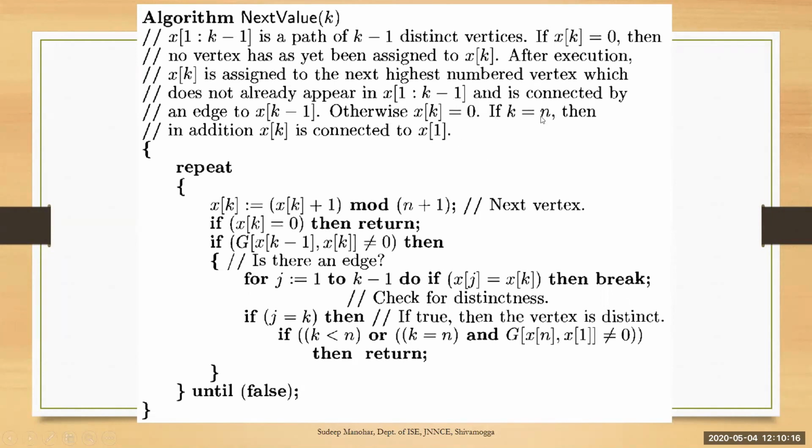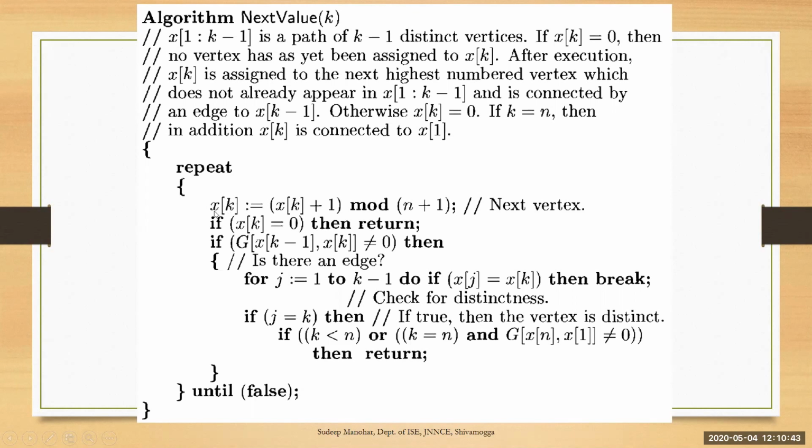If k is equal to n, that means when you are finding the value for the last index, when you are finding the value for the last vertex, then in addition, one more thing you have to check is whether x of k, that last vertex, is connected to the first vertex. So this is the basic idea behind this backtracking method.